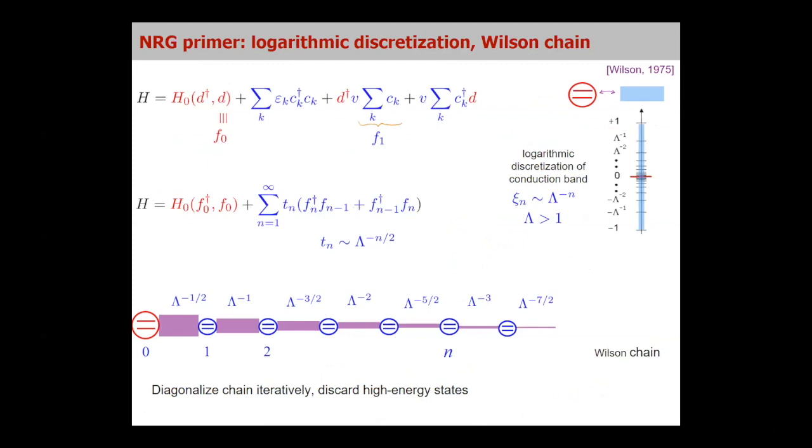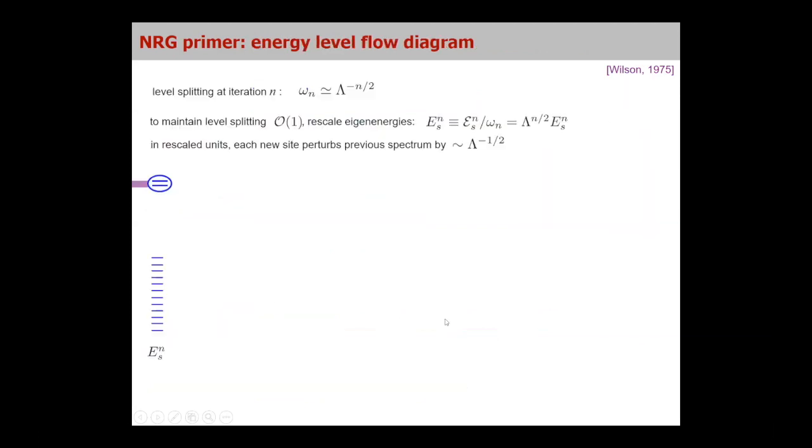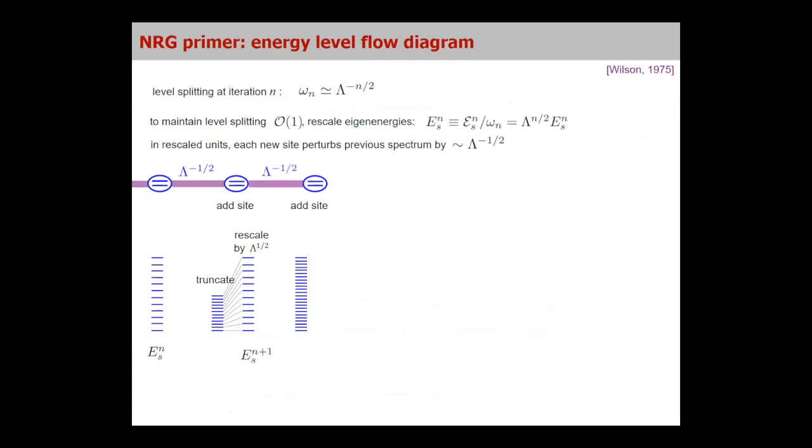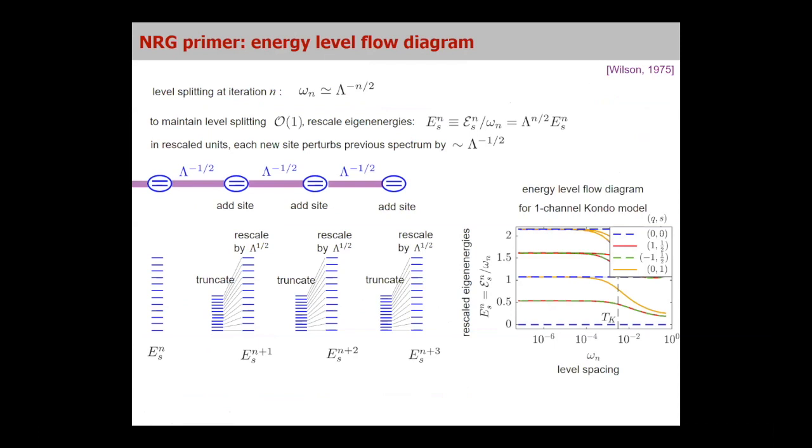I wanted to explain how the NRG strategy works. You take your system, you discretize the leads logarithmically, you map it onto a chain where the coupling constants decay exponentially. Then you can diagonalize this chain iteratively by adding one site at a time. You have to truncate states, rescale, add another site, and in this way you build up a many-body spectrum that's more and more finely resolved at lower and lower energies.